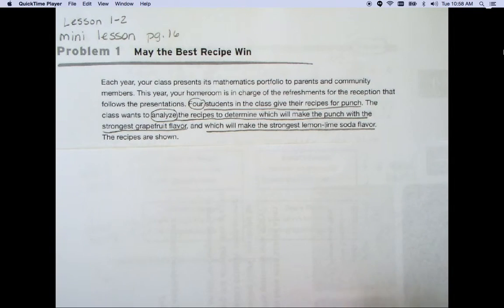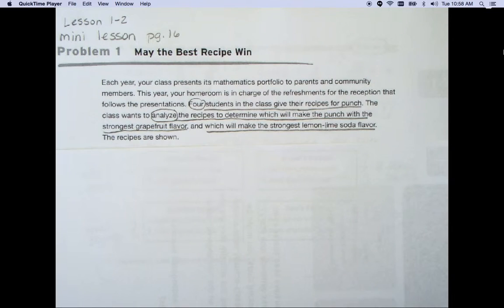This is the mini lesson for lesson 1.2 found on page 16 in your textbook. Please mark the text with me. Each year, your class presents its mathematics portfolio to parents and community members. This year, your homeroom is in charge of the refreshments for the reception that follow the presentations.